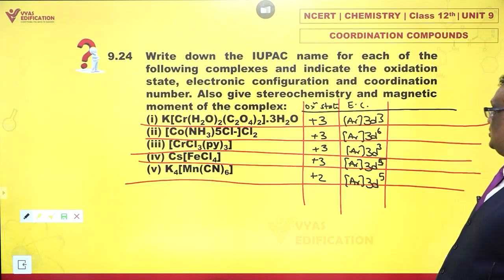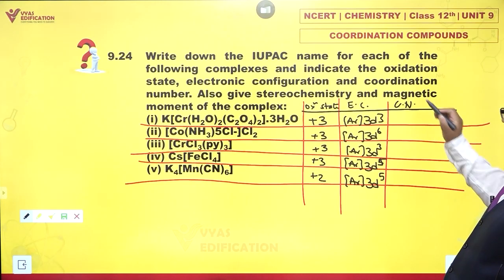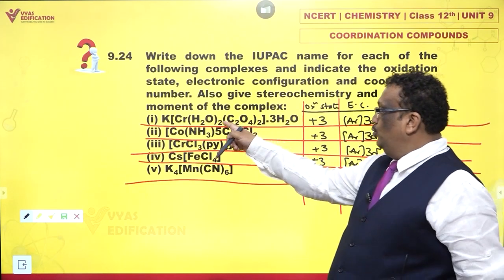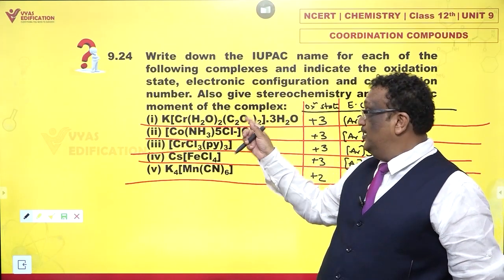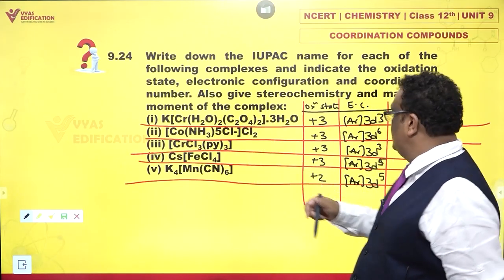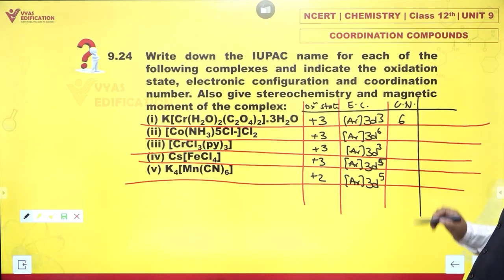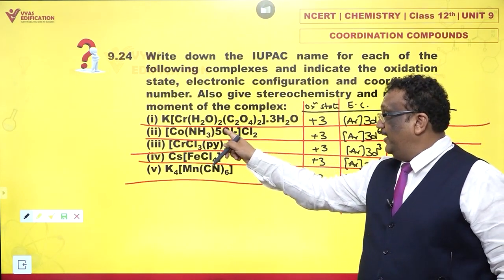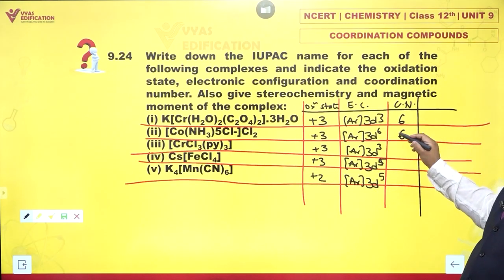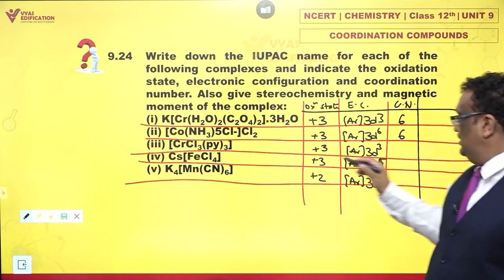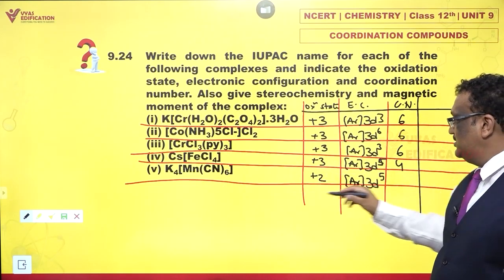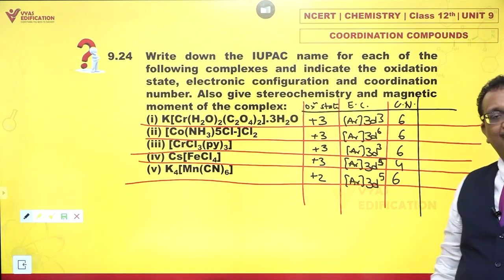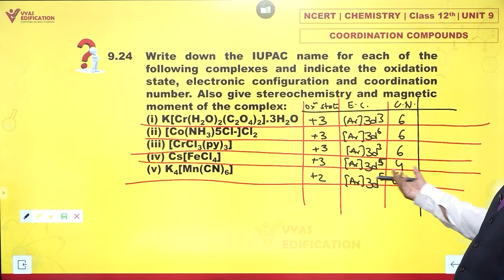Let's now look at coordination number, which is easiest. 2 plus 2 plus 2. Why? Oxalate is a bidentate ligand, don't forget. So 2 into 4 plus 2, 6. Coordination number is 6 in this case. Cobalt, 5 plus 1, 6. 3 plus 3, 6. In the fourth case it is 4. And the last is again 6 cyanides. So coordination number is usually 6, but in the fourth case it is 4.